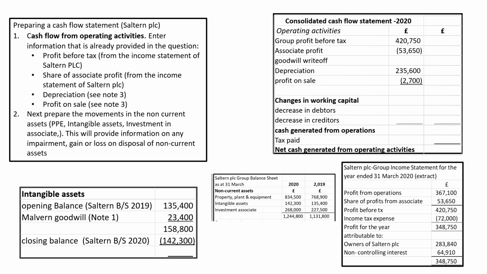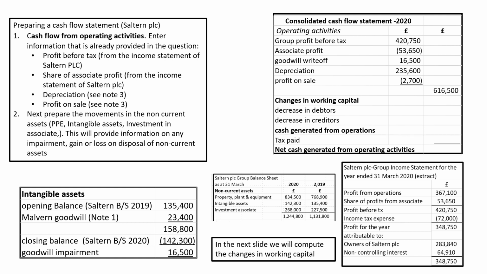And if we take the difference between the two, in other words, we have a lower closing balance than 158,800, and this suggests that there has been some goodwill impairment, which is 16,500. And we then add it to the operating profit, because in the income statement this amount would have been a deduction. Next thing we look at is we compute the changes in working capital.